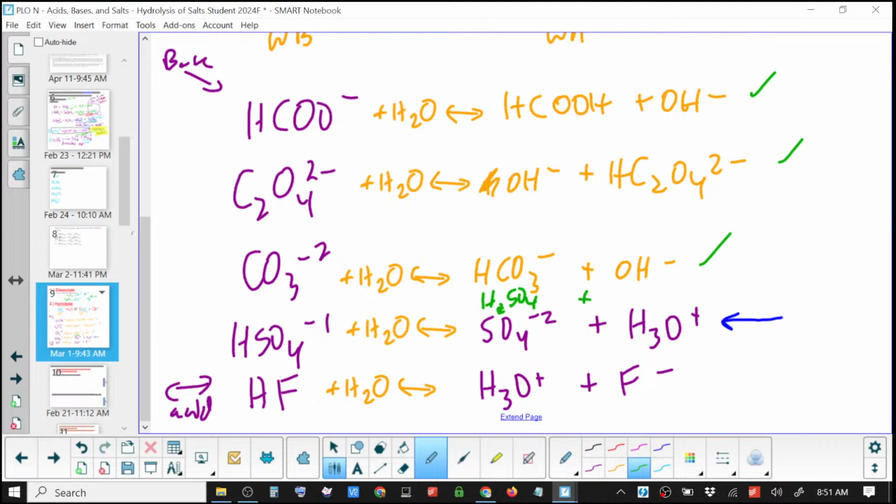But the reason it cannot go that way, for someone who hasn't figured it out, who got it wrong, go to your data table and look up where HSO4 minus is. And one of those reactions is not like the others. Which one of these is not like the others?